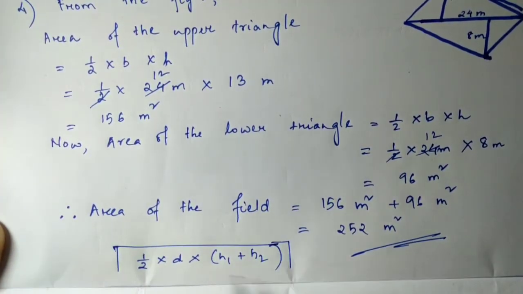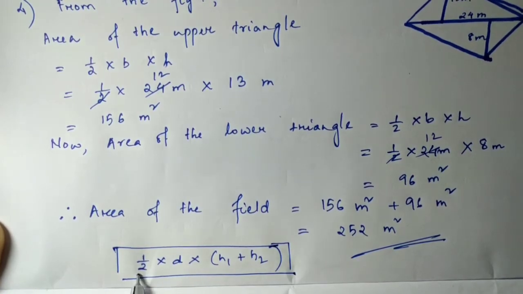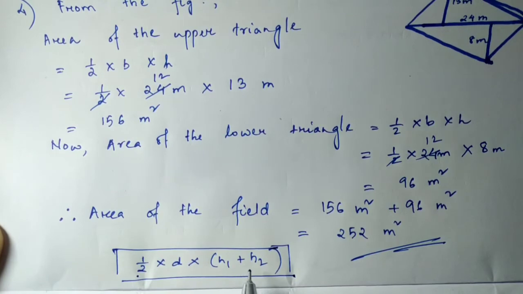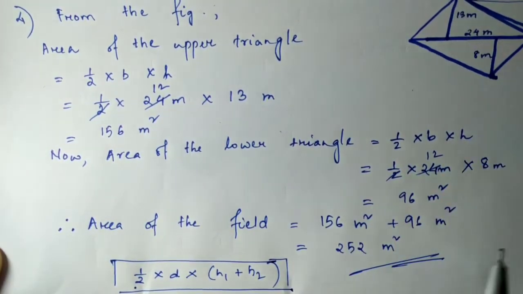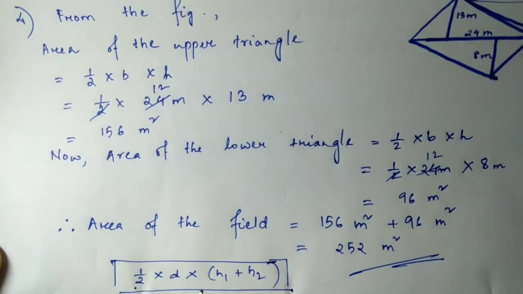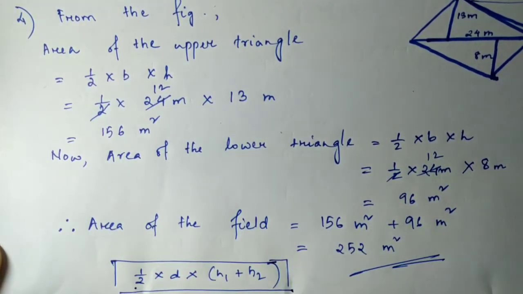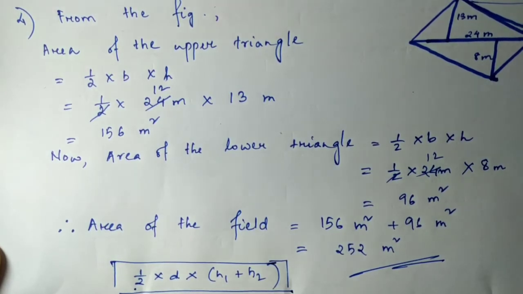You can use this particular formula where half is given, the diagonal will be this 24 meter, and heights h1 and h2 can be any of the two heights. You can just calculate it by using this formula. So you can either do it by this method, or you can also do it by this method. Okay, so you can try the other method also. Now let us move on to question number 5. So let's read question number 5.